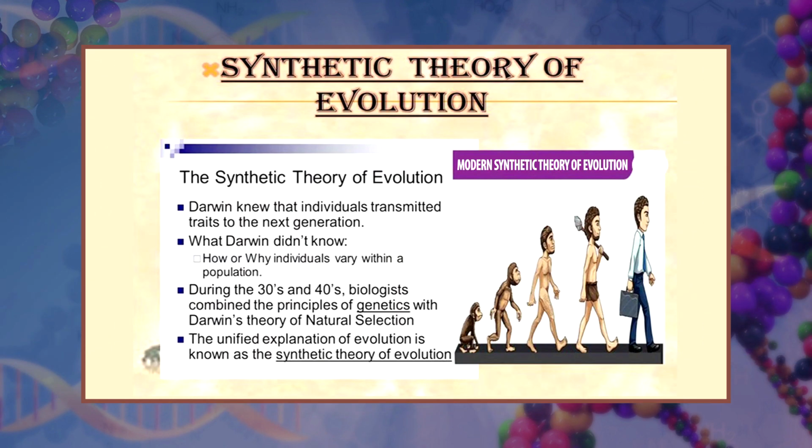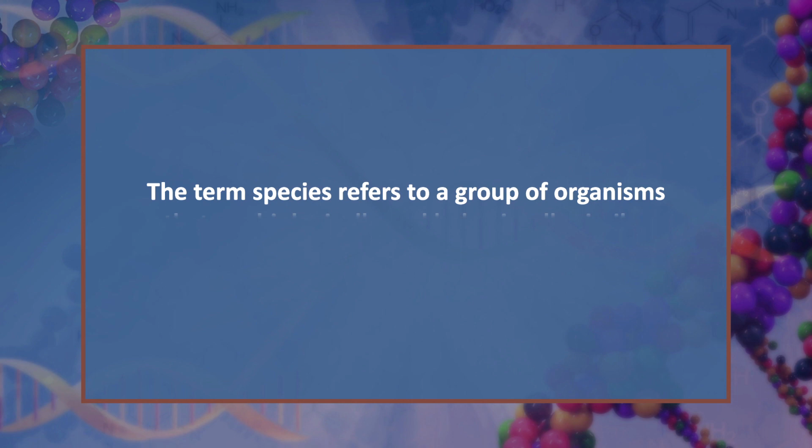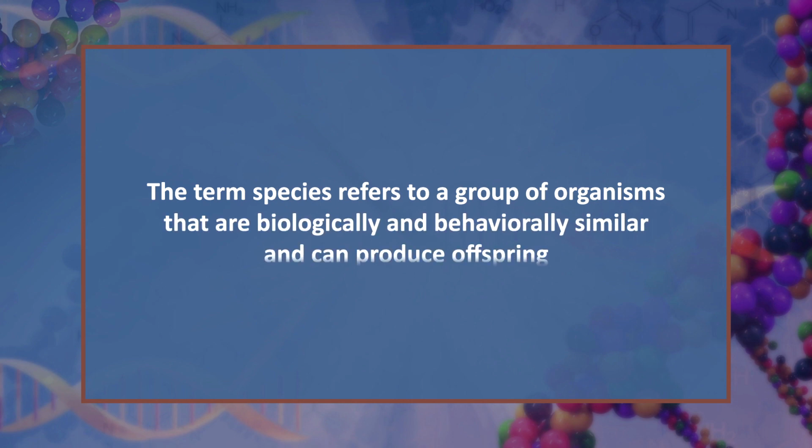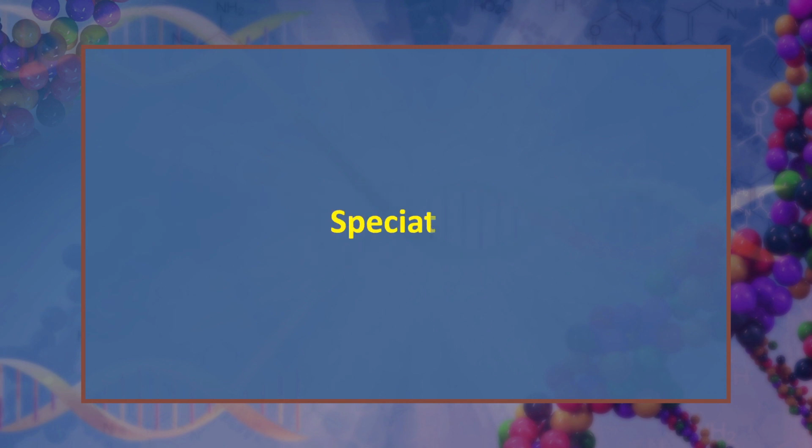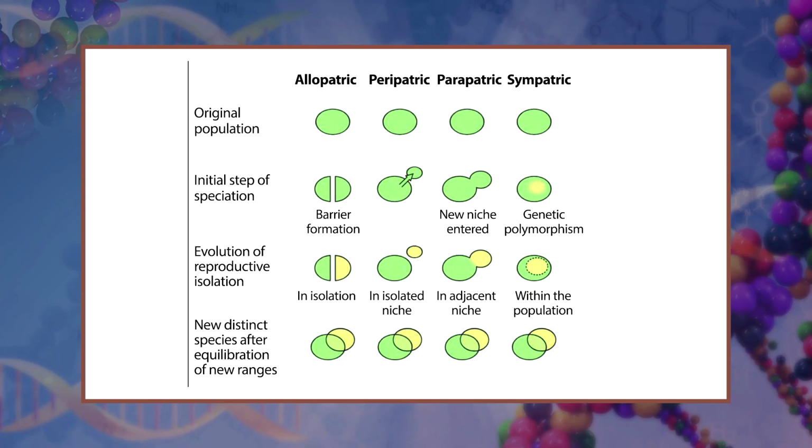The synthetic theory of evolution is the study of evolution in relation to gene frequency, which produces new species. This theory analyzes change in a species population that happens via the evolutionary processes and proposes that however evolution happens, variation will occur. Once variation occurs, the fittest organism will then thrive or survive. The term species refers to a group of organisms that are biologically and behaviorally similar and can produce offspring. The other one is speciation. Speciation is when organisms within this group separate and create their own species. The four types of speciation are allopatric speciation, peripatric speciation, parapatric speciation, and sympatric speciation.